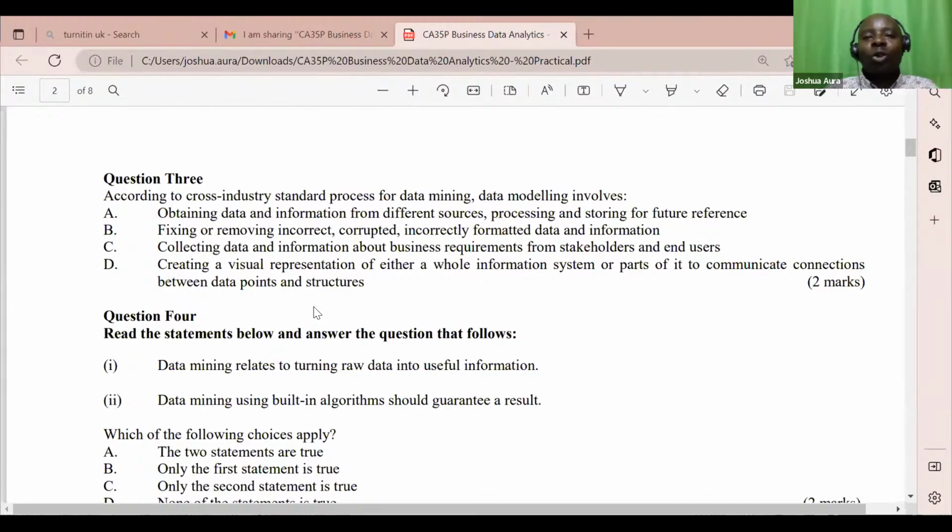Now, B is out of this because B is part of preparation, really. It's part of what we call data cleaning: fixing or removing incorrect, corrupted, incorrectly formatted data and information. That is data cleaning, right? It can't be modeling.